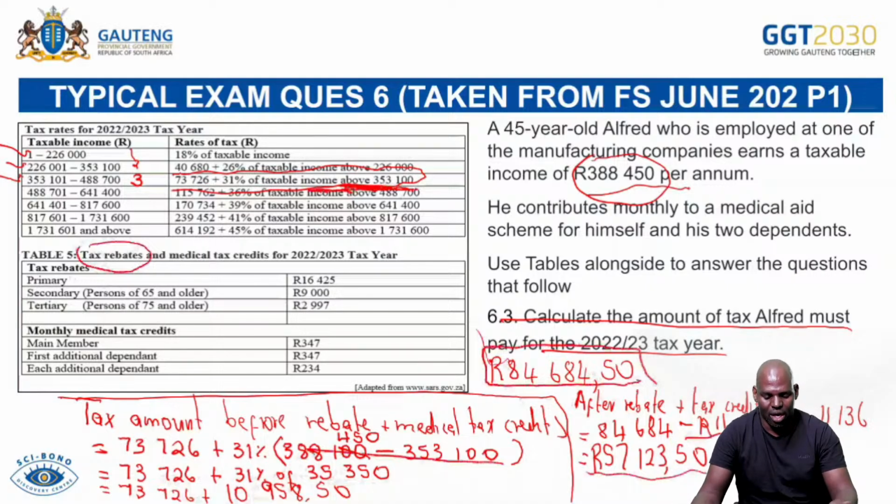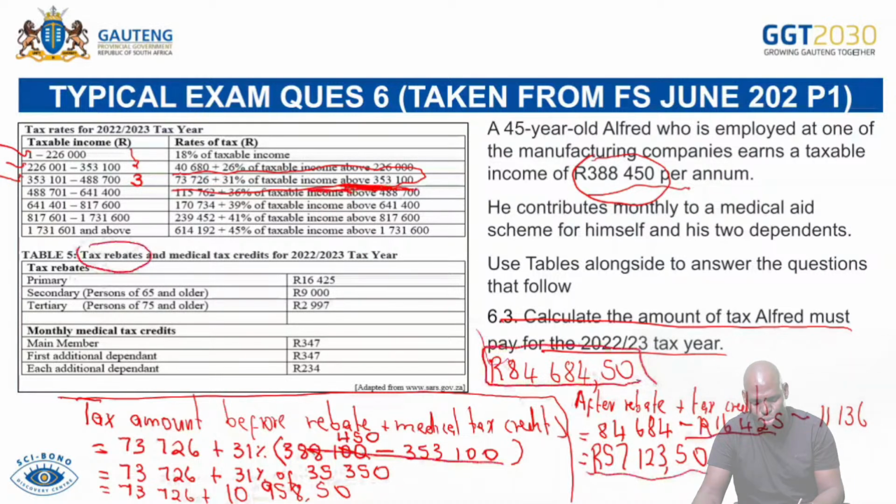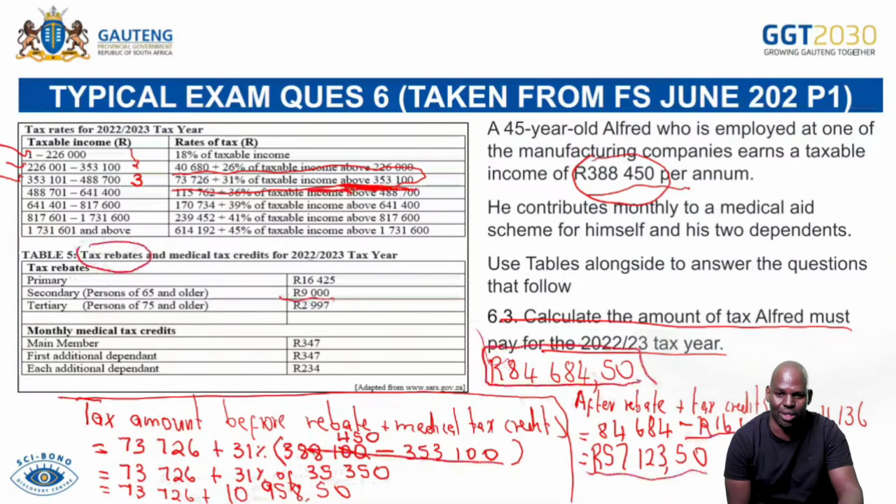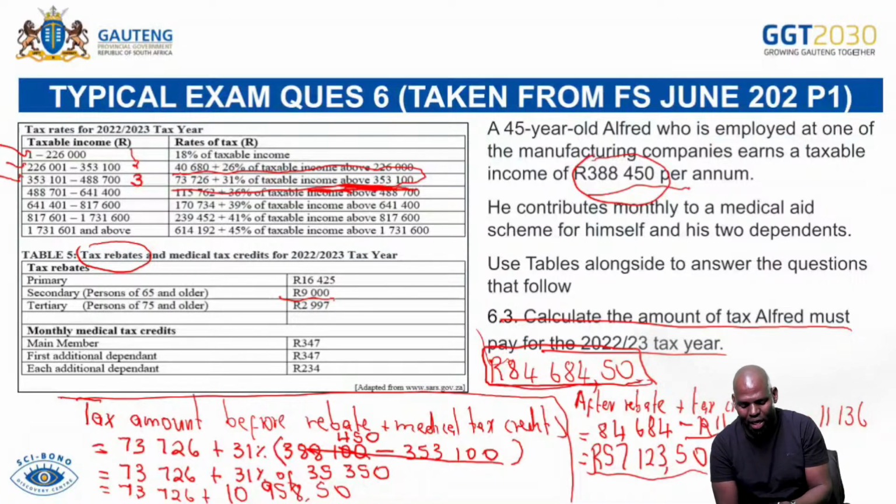So if maybe he was above the age of 65, let's say if this person was 66 years old, it means they were going to reduce it further by 9,000. They were going to reduce it by 16,000 and also reduce it by 9,000. So that is how in the end we have to subtract. But in most cases, if they don't mention the primary, the secondary, the medical tax credit, it means we're going to end up there.